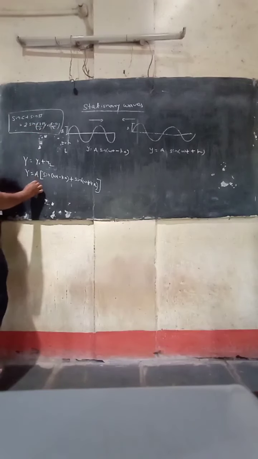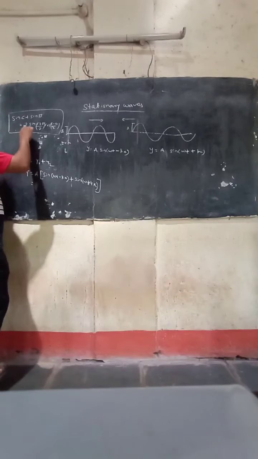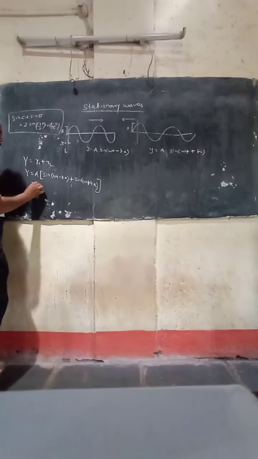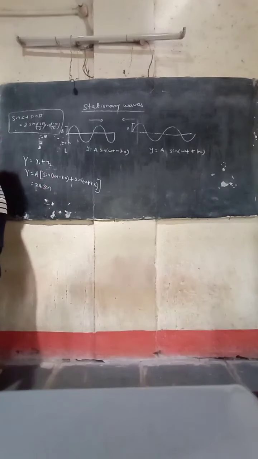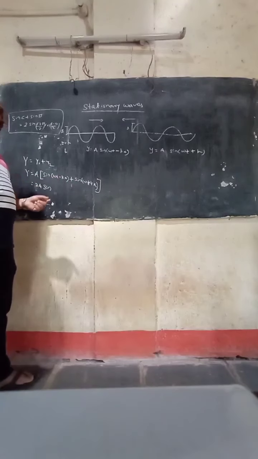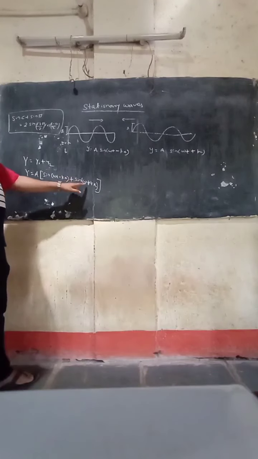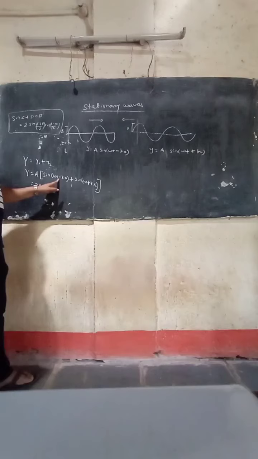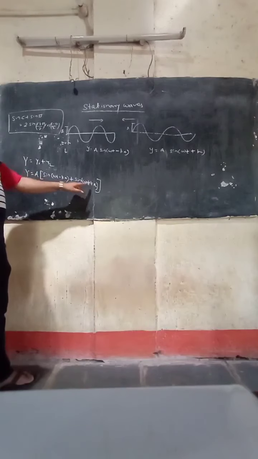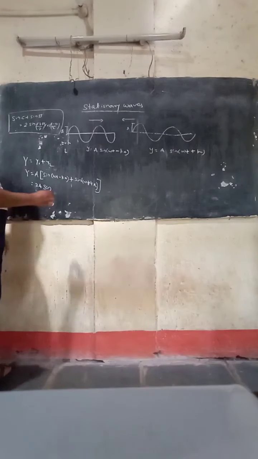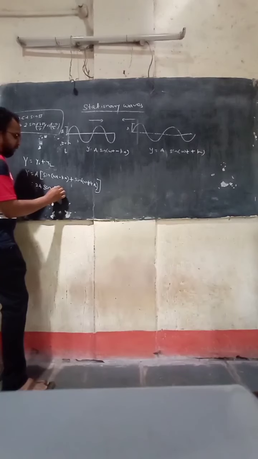Now the 2 will come here with A, so 2A sin(C plus D). When I add omega t plus omega t, it will be 2 omega t. kx minus kx cancel each other. So this will be 2 omega t upon 2.